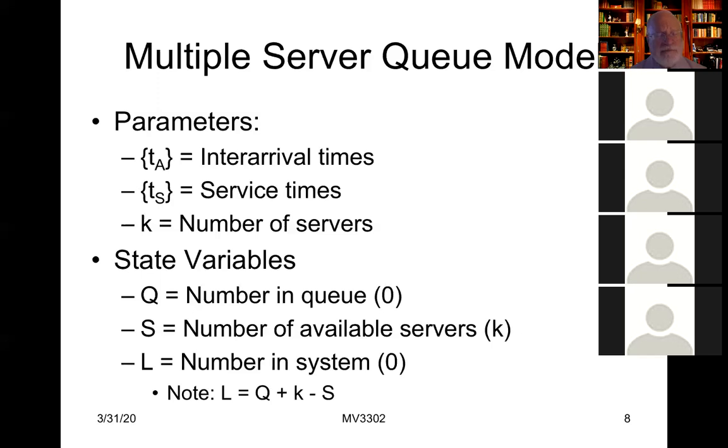And the final state variable is the number in the system. The thing about that state variable is that it is not an independent variable from the other two. In other words, if we know the number of servers, the number in the queue and the number of available servers, then you know exactly what the value of the number in the system is. That is the number in the queue plus K minus S. So if we have K total servers and S are available, then K minus S are busy. And we'll see how that works.